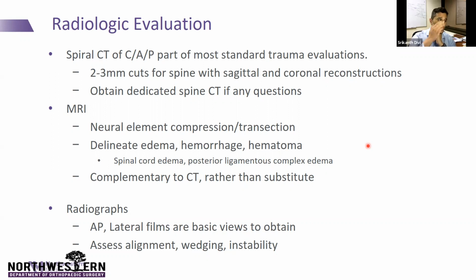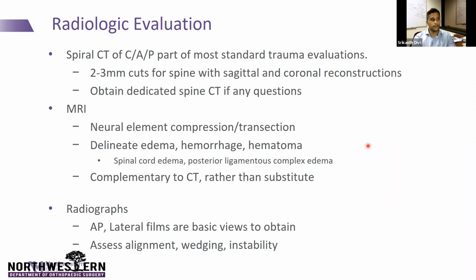MRI is indicated when you have a neurological deficit or you're assessing for ligamentous injury, for example posterior ligamentous injury, determining stability. So if there's any question of ligamentous concern, then I would get an MRI. If there's an obvious neurologic deficit or continued neurologic issues, then I would get an MRI. So it's a complementary study rather than a substitute.